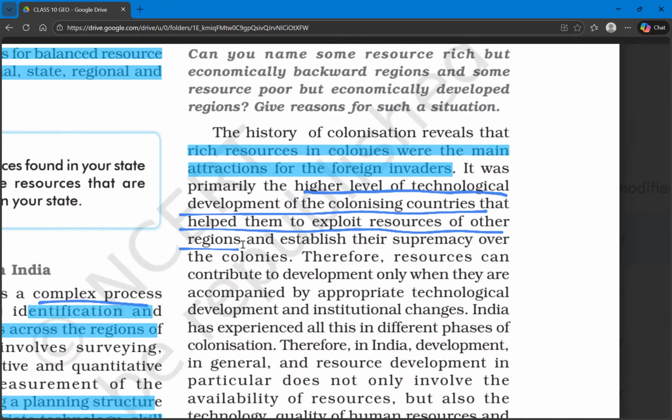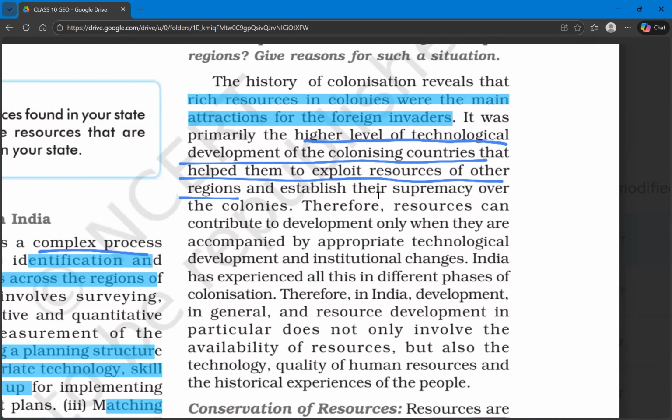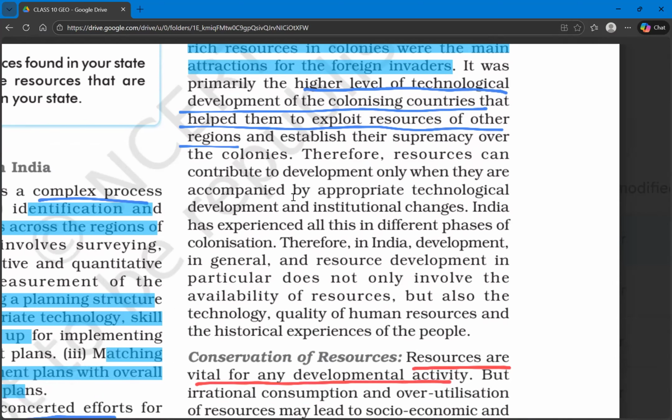So what happened? The countries which had good technology tried to exploit the resources of another country. So Africa is abundant with minerals and everything, and the Europeans had the technology to access them. So what happened in the previous centuries? Africa has been deteriorated due to this exploitation by the Europeans. And the colonizing countries established their supremacy over the colonies. Therefore, resources can contribute to development only when they are accompanied by appropriate technological development and institutional changes.